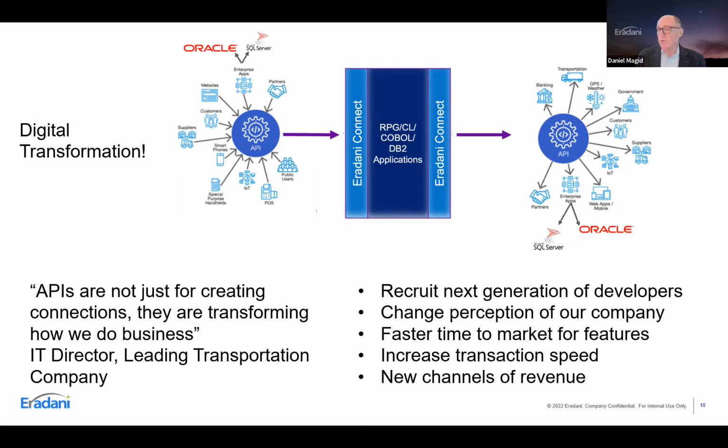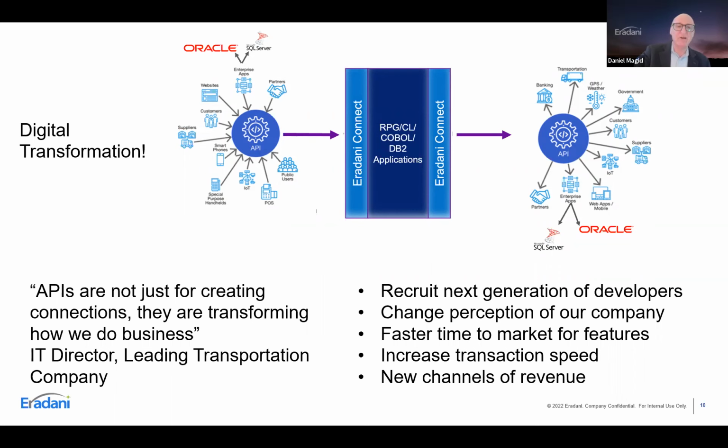We want to be able to change the perception of our company, so that we look like a leading-edge, modern company. We want to get our enhancements and product features out faster, and we want to be able to use things like open source to do that. We want to do more of our transaction processing in the API layer, because that will speed up the process and reduce the load on our IBM i. And we want to connect with partner organizations so we can generate new channels for revenue. So it's not just connecting things, it is actually transforming how we do business.